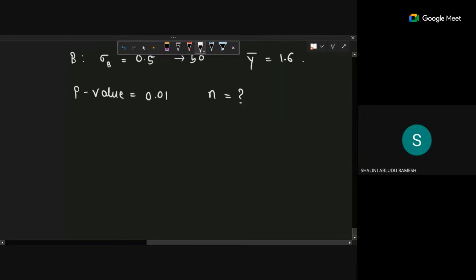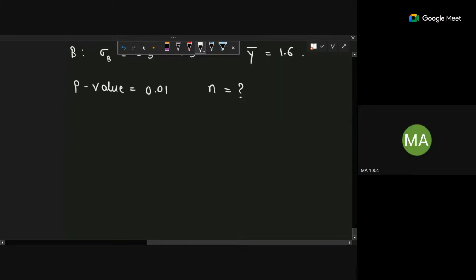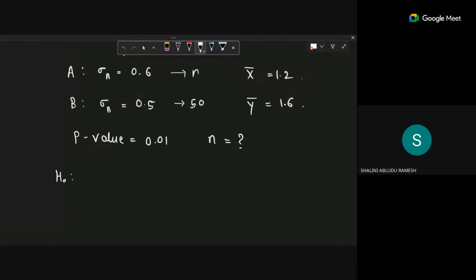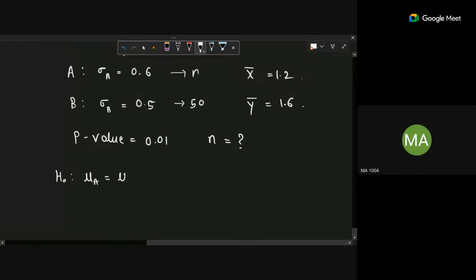Yes, ma'am. But I didn't get the right answer. Okay, let's discuss it. It's about whether the manager suspects that the average oil of the new A and new B is not the same, right? So what should be our null hypothesis? Mu A is equal to mu B. Okay. And the alternative will be? Mu A not equal to mu B.